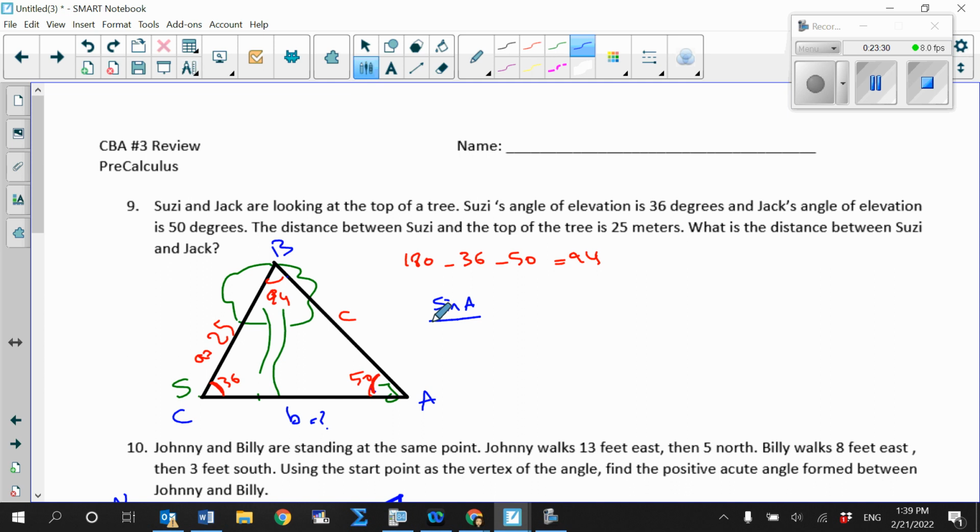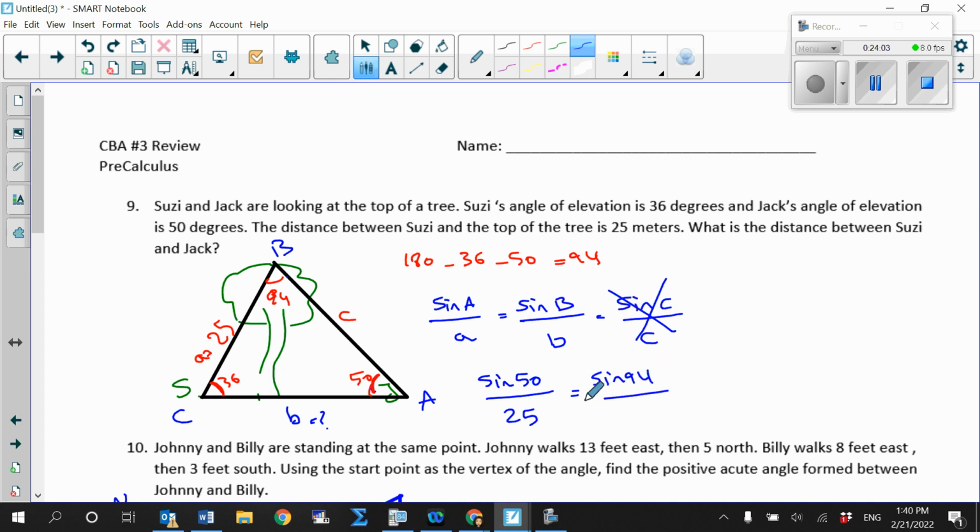Sine of angle A over side A equals sine of angle B over side B equals sine of angle C over side C. Since we're not looking for side C, we can ignore that part and just look at this side, okay? And replace what we have. Sine of angle A is sine of 50, side A is 25, sine of angle B is sine of 94, and side B is what we are looking for.